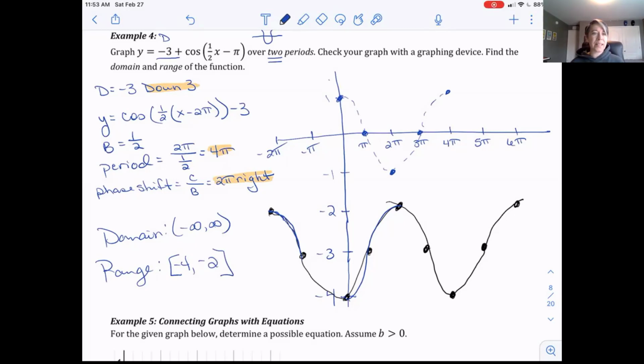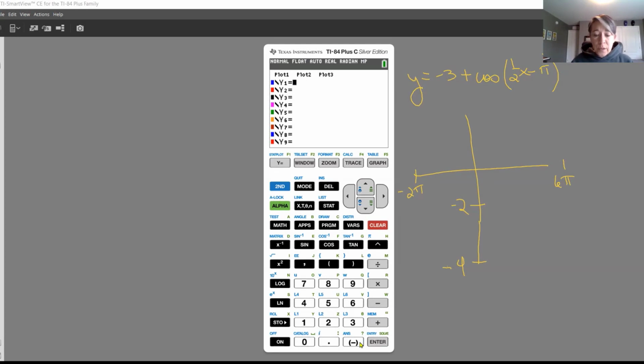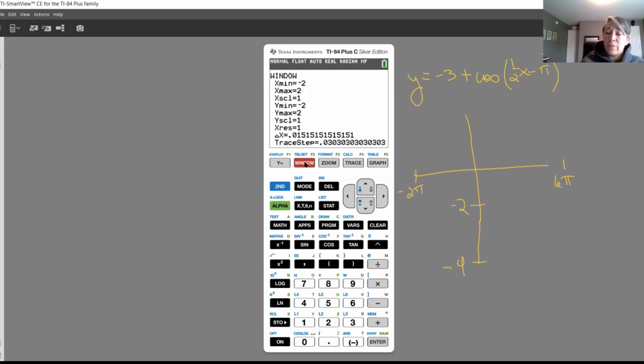Now we can check this again on our graphing calculator. So to check it, again, we want to put in our equation. And it's nice to put in the original equation before you factored anything out, just to double check. So we have -3 plus cosine of 1/2 times x minus pi, close parentheses. And again, we want to fix our window. Notice our x values, if we're doing 2 periods, we're going from -2 pi, x max would be 6 pi.